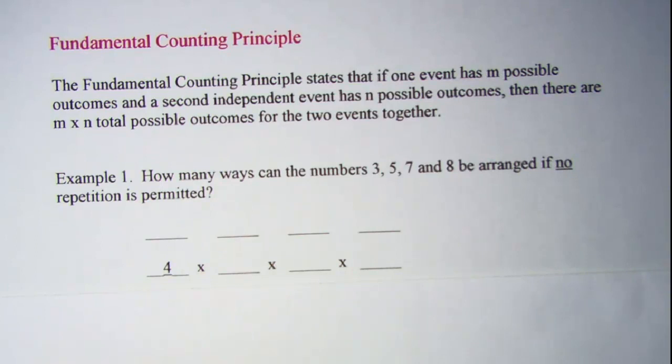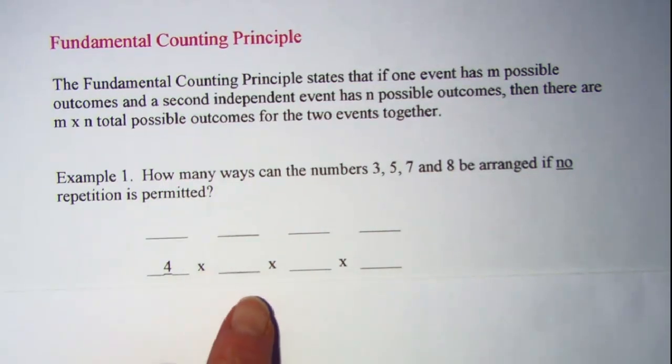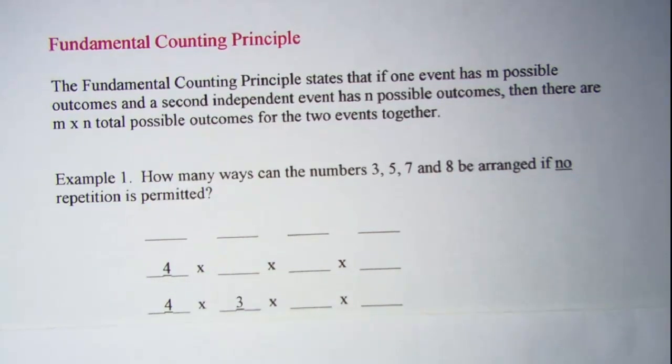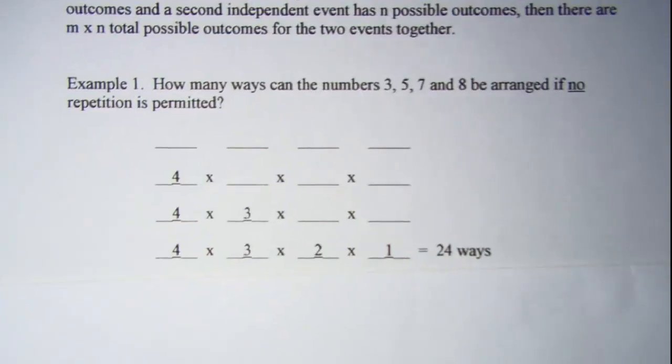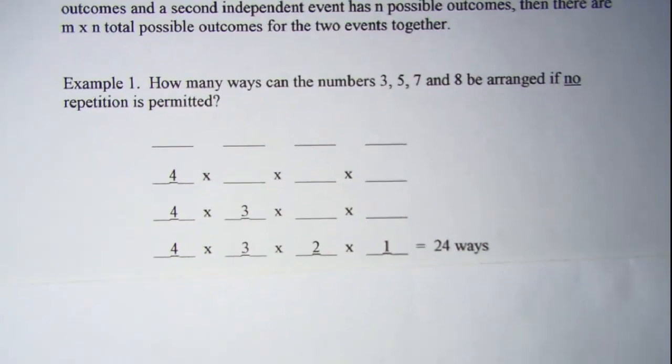And then since no repetition is permitted, for our next spot, we've already used one of the numbers, so we only have 3 numbers to choose from. Continue with this way of thinking, and we find that there are 4 times 3 times 2 times 1, or 24 ways that we can arrange those 4 numbers if no repetition is permitted.